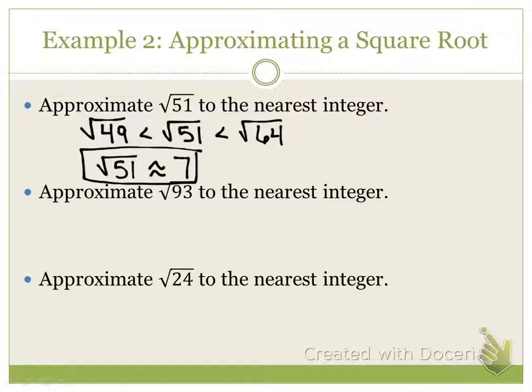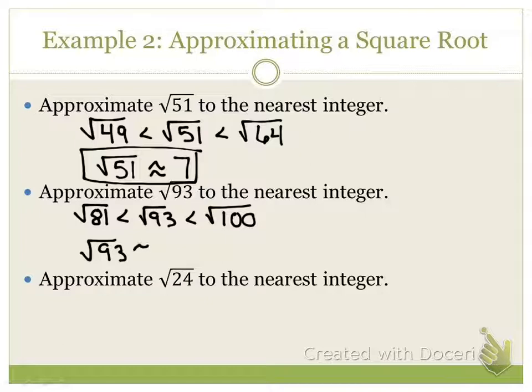All right, so what perfect square would be lower than 93? 81. Very good. So the square root of 81 is on this side. It's less than, and what would be on the high end? 100. Very good. And which one is it closest to? 100. It's closest to 100, right? Because it's only 7 away from 100, and it's 12 away from 81. So I would say that the square root of 93 is approximately 10. Very good. Anybody get that right before I said it?